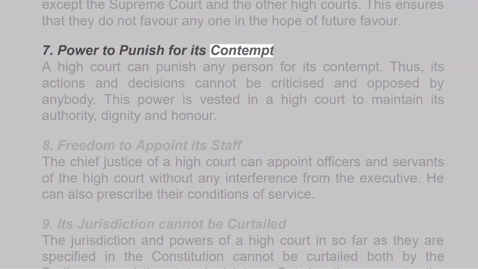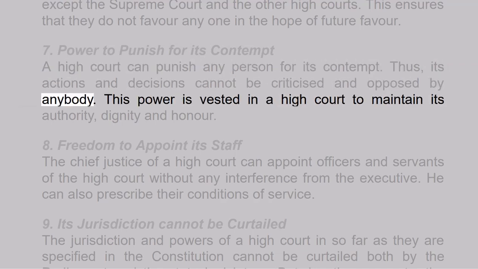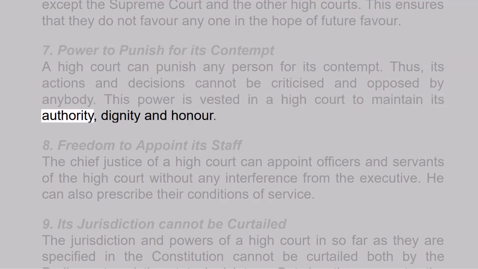7. Power to punish for its contempt. A High Court can punish any person for its contempt. Thus, its actions and decisions cannot be criticised and opposed by anybody. This power is vested in a High Court to maintain its authority, dignity and honour.